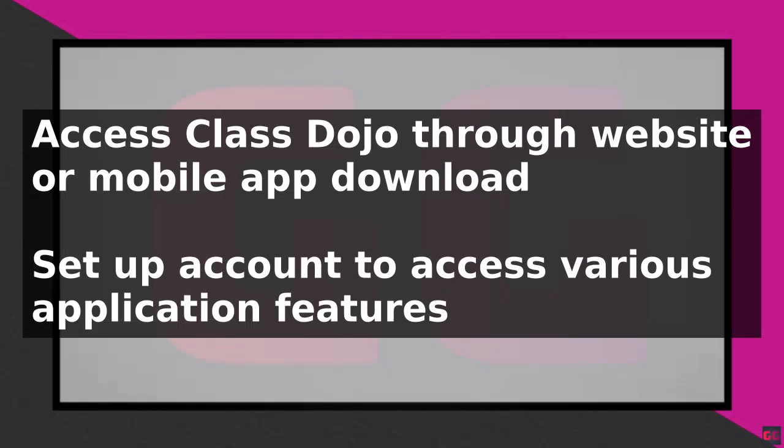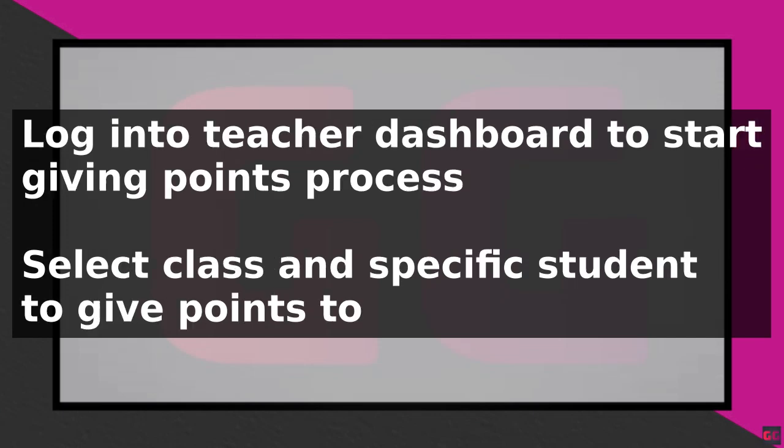To give points for behavior in ClassDojo, you first need to access the platform, which can be done by visiting the website or downloading the app. Once you've set up your account, you'll have access to the various features of the application. Giving points is a straightforward process that begins with logging into your teacher's dashboard.